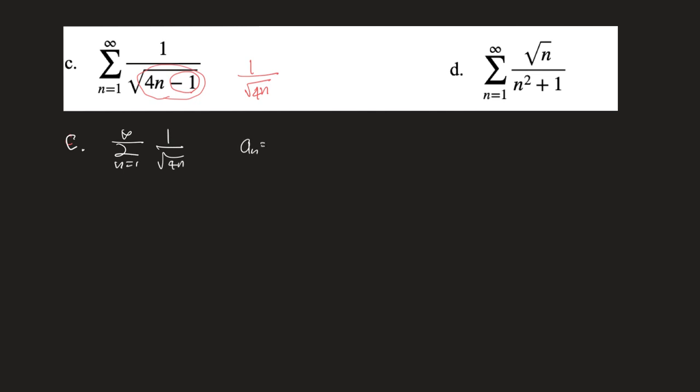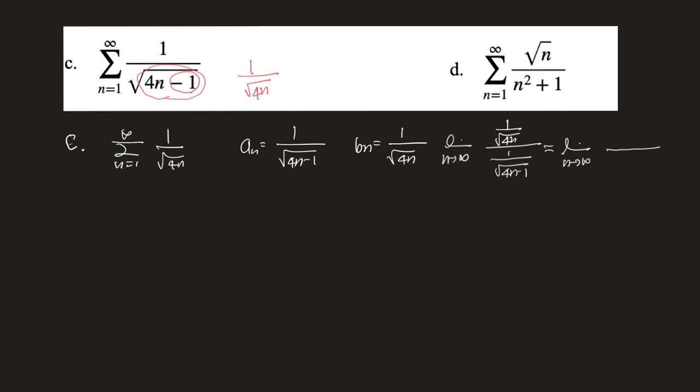So what is a_n going to be? 1 over square root of 4n minus 1. b_n is going to be 1 over square root of 4n. Let's find the limit as n approaches infinity of 1 over square root of 4n, over 1 over square root of 4n minus 1. Let's simplify the limit.